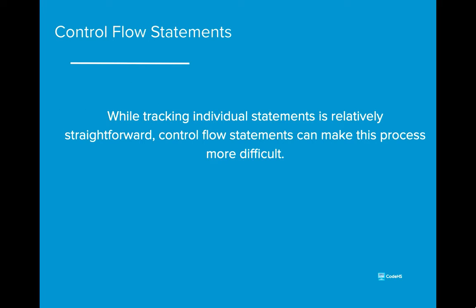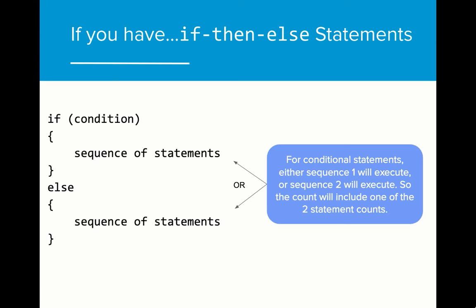While this program was fairly straightforward, adding control flow statements to programs can make this process more difficult, as they often iterate or change the sequential nature of programs. For programs with conditional statements, only one of the statements will end up executing, as the condition will either be true or false. Thus, the count should include one of the two statement counts.